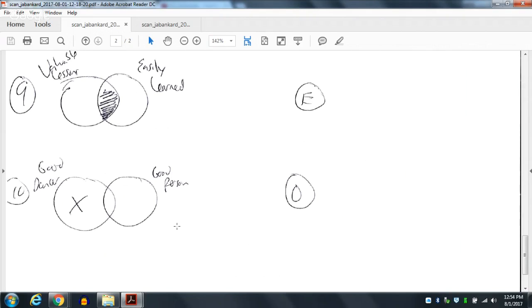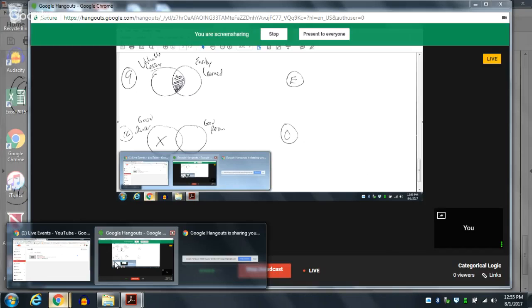And the more we diagram, we're going to get more complicated. We're going to diagram arguments, and it's going to be really helpful. So I hope this is beneficial to you.